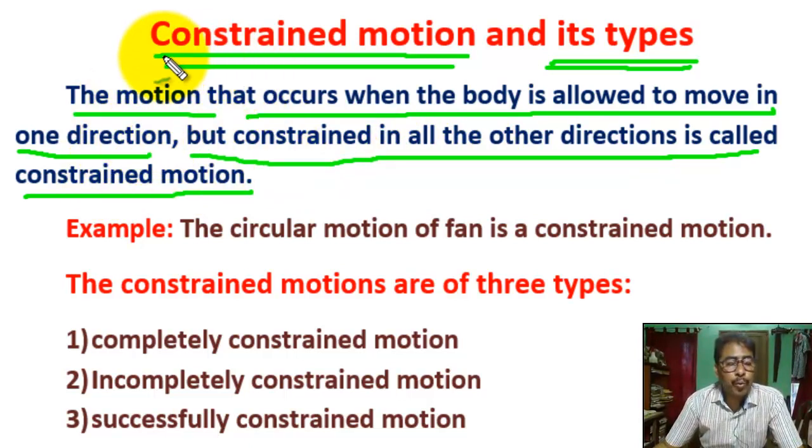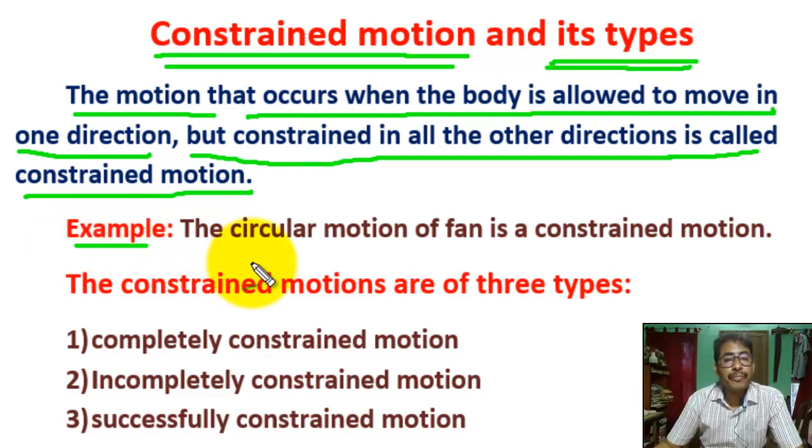In a constrained motion, the object moves in a restricted manner. Restricted manner, it moves in a fixed, definite manner. Constrained motion occurs when an object is forced to move in a specific manner. The object is forced to move in a specific manner.